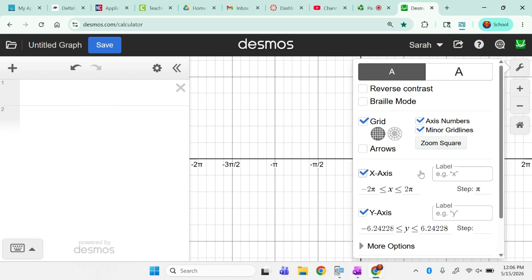Say one more time. Definitely radians. These are definitely in radians. So Desmos should automatically have it in radians, but if you did happen to switch it to degrees, make sure it's in radians. I also am zoomed in, so mine probably looks more zoomed in than yours.